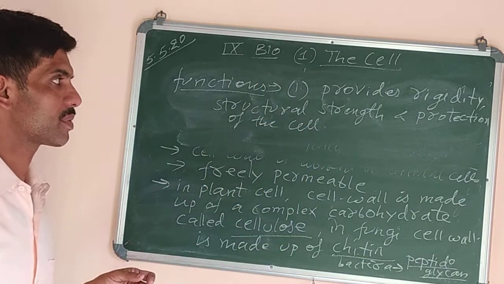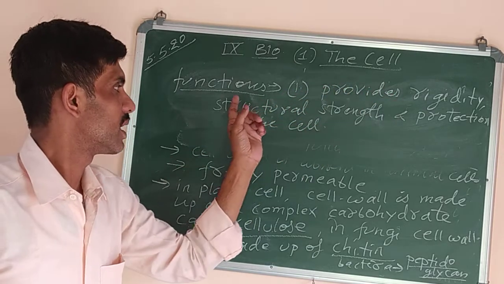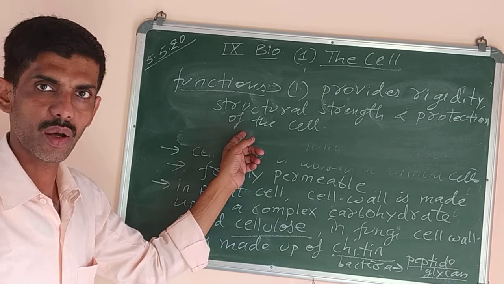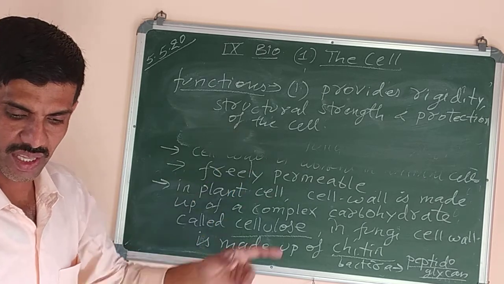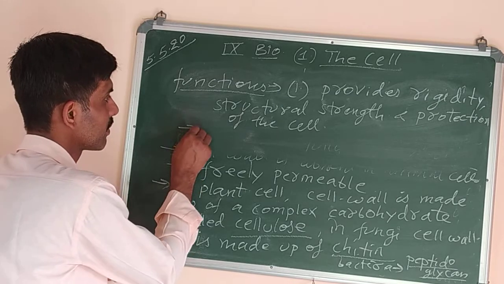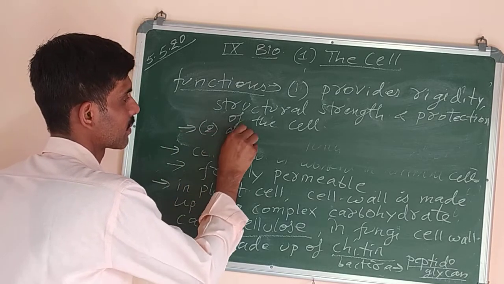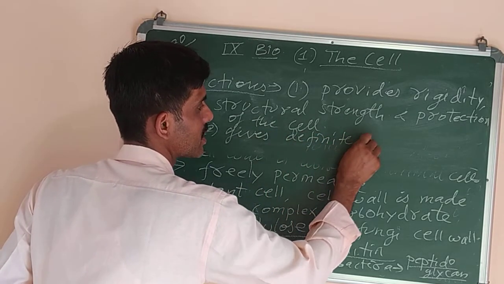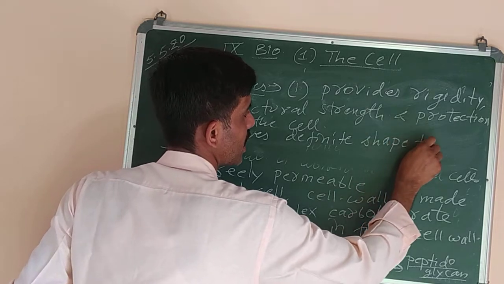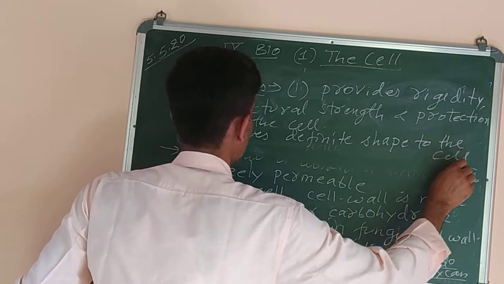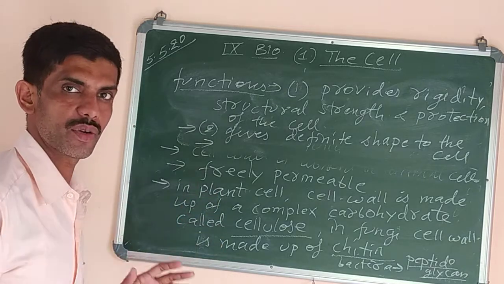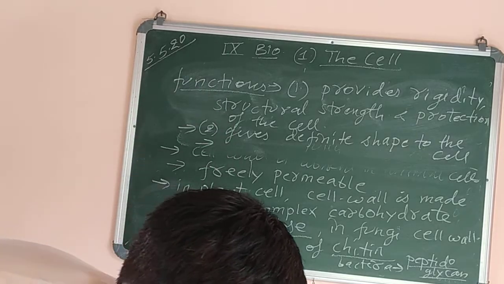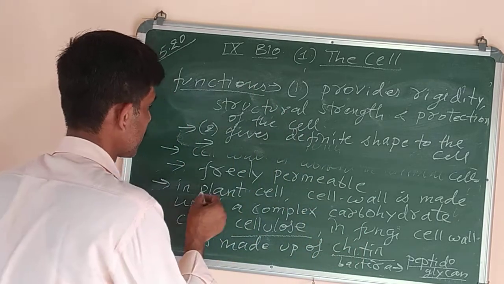Now, any more function of cell wall? It provides rigidity, structural strength, and protection to the cell. It gives definite shape to the cell. That is the second point. And the third one, it helps in the movement of molecules, the transport of various substances in and out of the cell.